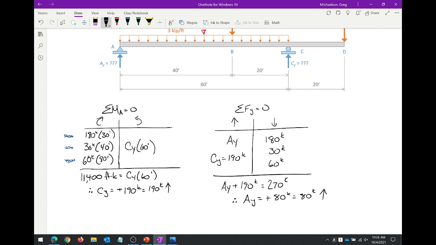How'd I do? I went through that pretty quickly, but I think at this point, aren't we good with that? I would hope that by now that's not hard. All right, I'll give you a sec to catch up, and then we'll look at this shear and moment diagram.